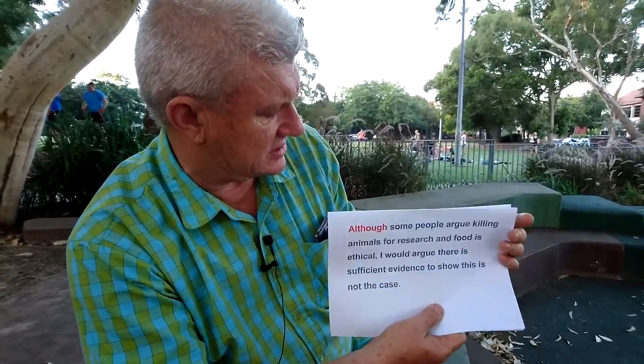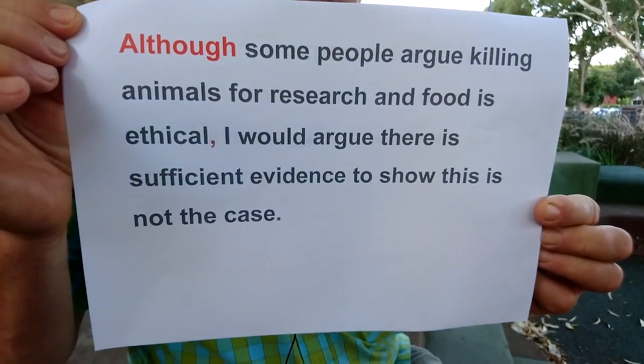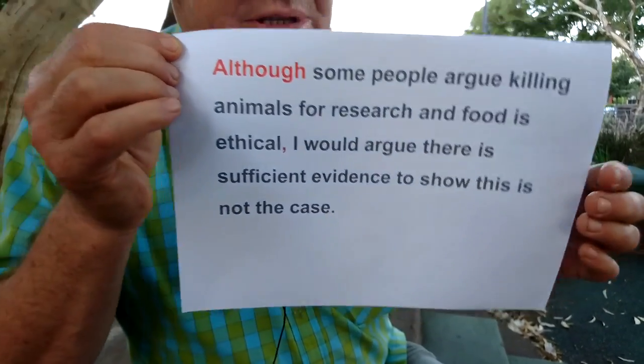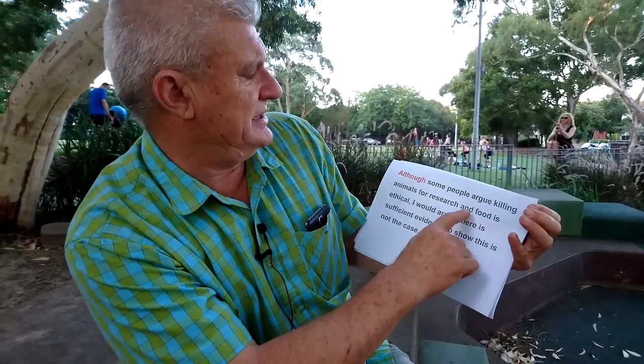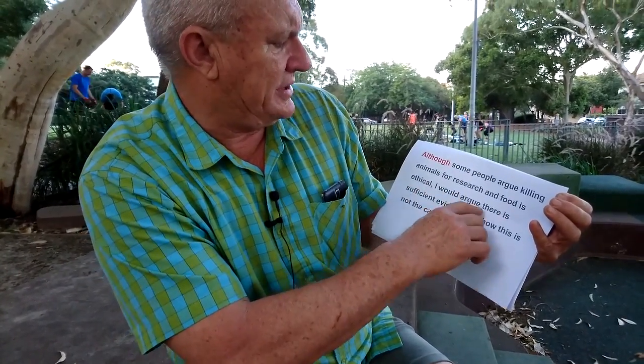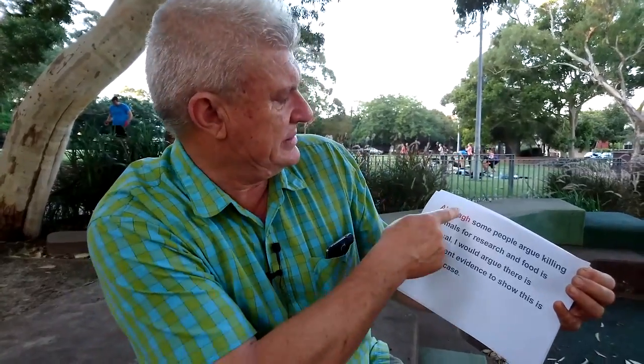Here's another one that uses the complex sentence structure, but it has the joining word at the beginning. Let's have a look together as we go through it now. So the statement is, some people argue killing animals for research and food is ethical. Means it's a good thing. I would argue that there is sufficient evidence to show this is not the case. Two completely different ideas. One idea says it's ethical, another idea says it's not ethical. How do we join them? Simply by putting this linking word, although, at the beginning of the sentence.